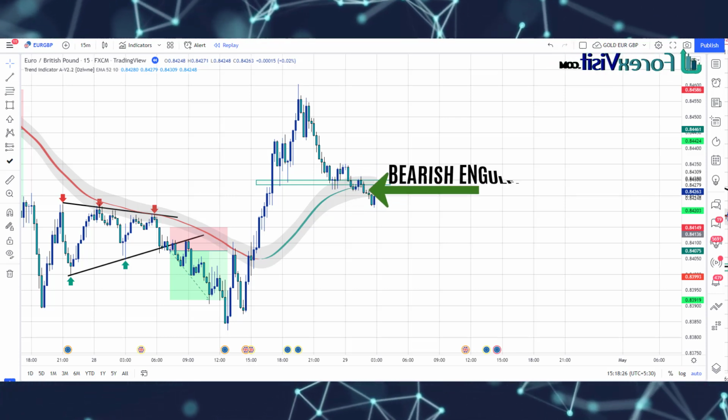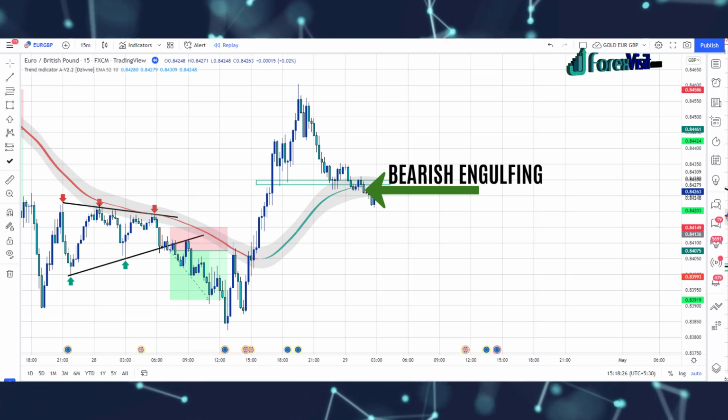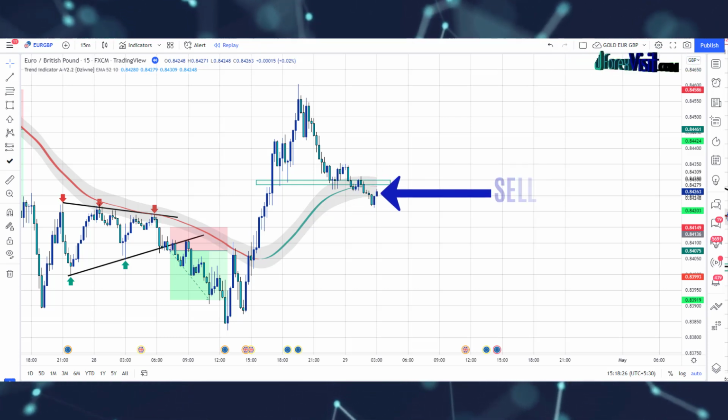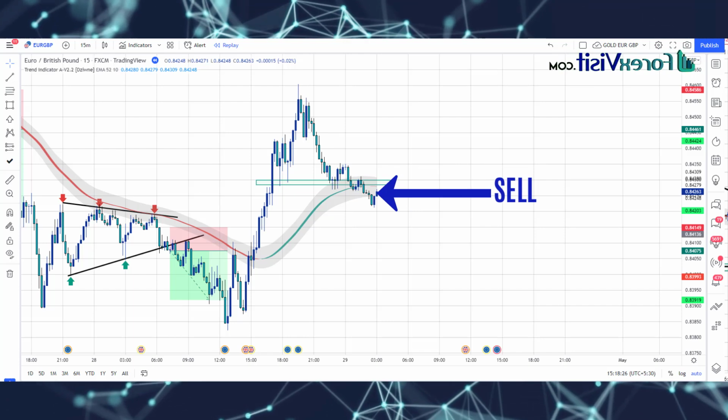And we got engulfing candle along with bearish candle confirmation. So here we place the sell trade and our risk to reward ratio is 1:2.